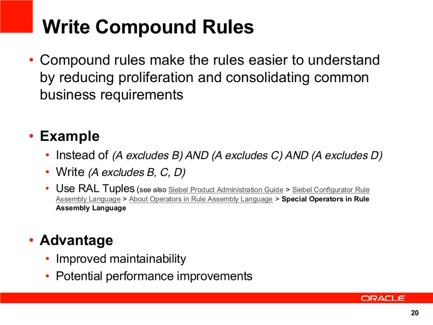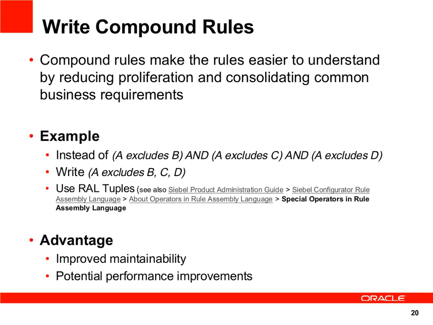And the next one is about writing compound rules. Compound rules simply make rules easier to understand. It makes it easier for the administrator. And there's an example. You can set up 3 rules which have the names A excludes B, A excludes C, A excludes D. But you can also write one rule which has the same meaning but is much smaller and clearer to read and understand.